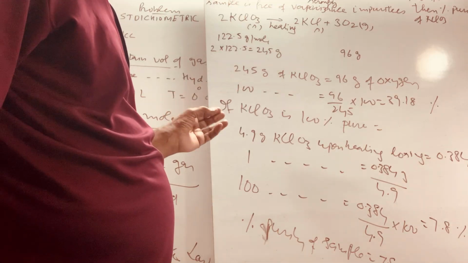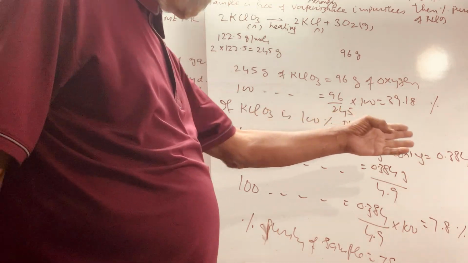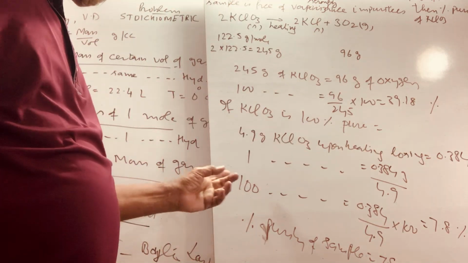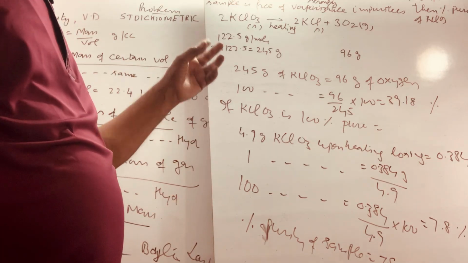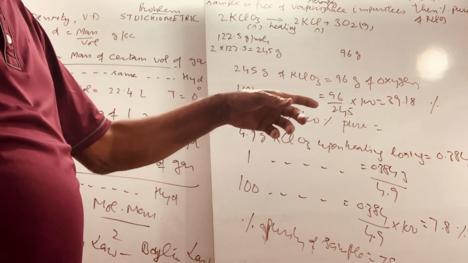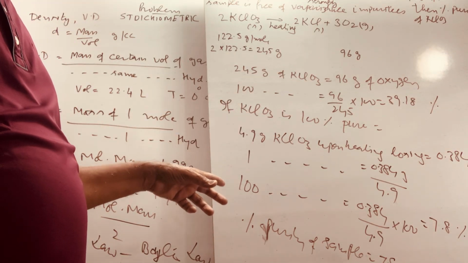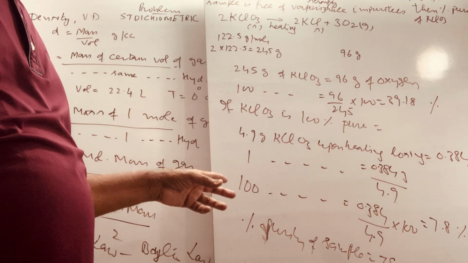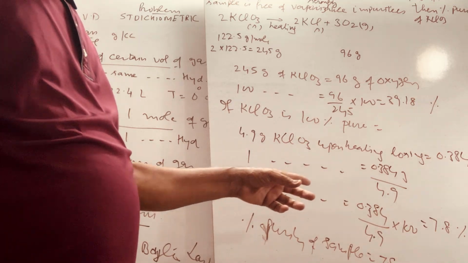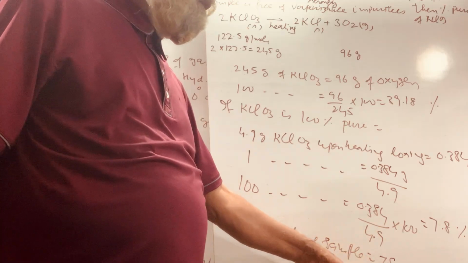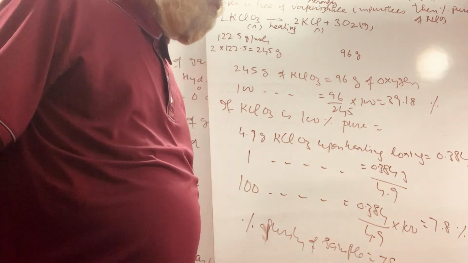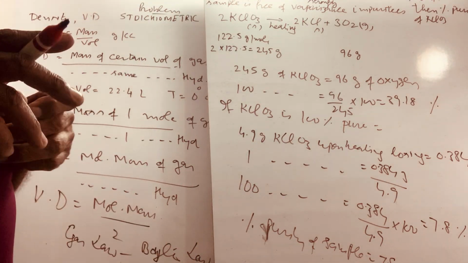But here the situation is that 4.9 is giving you only 0.384 gram. So what is the percentage turning out to be? 7.8. So this means the sample is giving you a lesser amount of oxygen. So that means here the sample is impure. And what is the percentage purity? This is the amount given over the expected amount multiplied by 100. So that will be giving you the percentage purity.